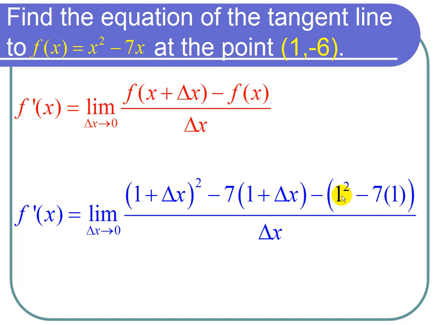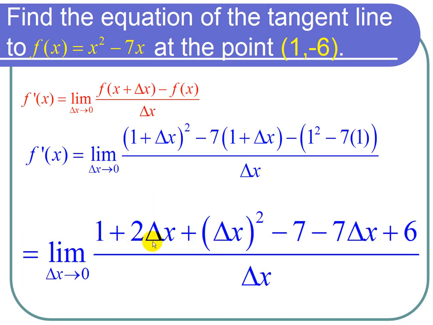I'm going to FOIL the 1 plus delta x out. I'm going to multiply the negative 7 through, and I'm going to subtract 1 minus 7, which is the same as adding 6. So FOILing, I got 1 plus 2 delta x plus delta x squared. Multiplying the negative 7 through, I get negative 7 minus 7 delta x, and then minus 1 plus 7 is plus 6. So now let's simplify.